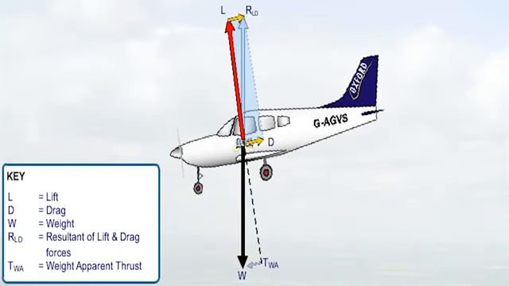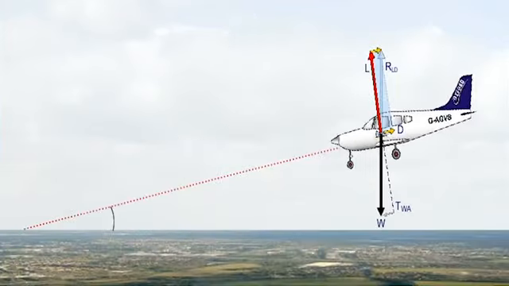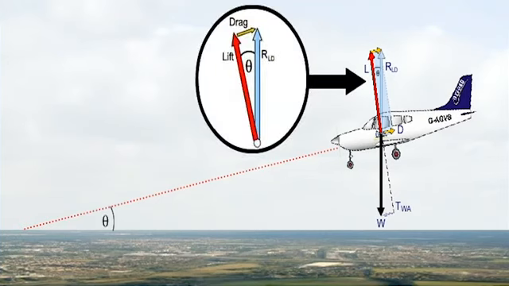If we slightly modify our vector diagram of the flight forces acting in the glide, and look at the bigger picture which shows the aircraft's glide angle with respect to the ground, assuming no wind, it's easy to prove geometrically that the angle formed between the lift vector and the resultant of the lift and drag vectors, RLD, is the same as the angle between the aircraft's glide path and the ground. Here the glide angle is depicted by theta.